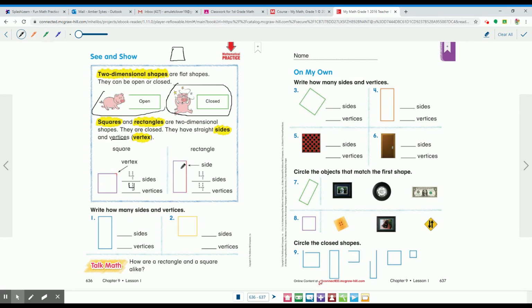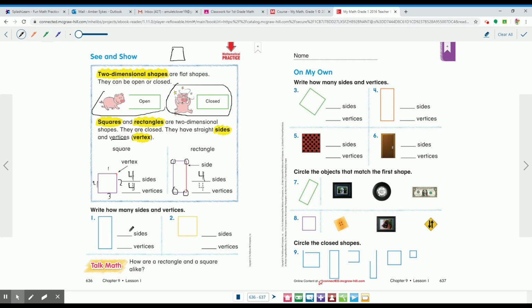How many sides? These are the sides of the shape. How many sides does it have? 1, 2, 3, 4. 4 sides. Perfect. So this is a square. This is a rectangle. You can see that the rectangle has 4 sides. 1, 2, 3, 4. And 4 vertices or corners as well. 1, 2, 3, 4. All right, I'll work through you with these problems, guys.